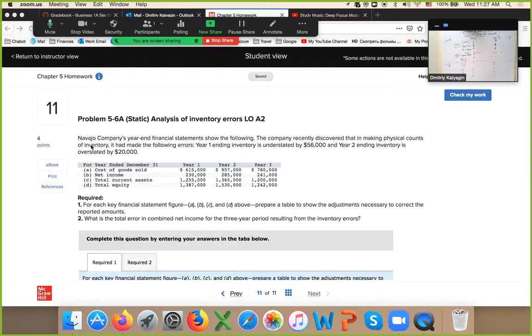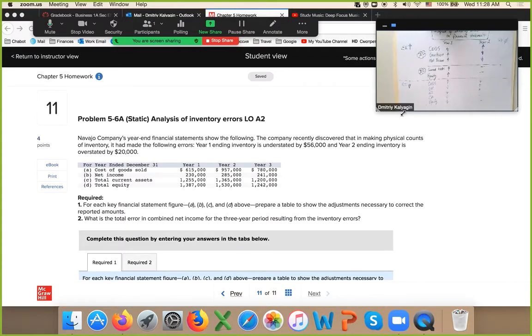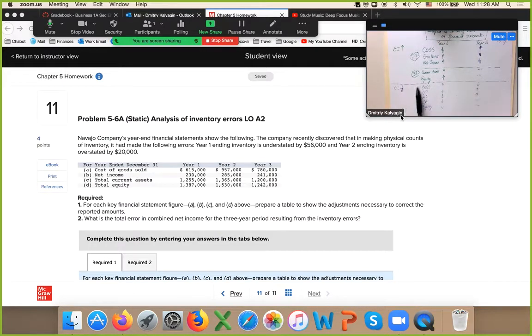So in this problem, we are Navajo company, and we have financial statements data below. The company discovered that in making physical counts of inventory, we made 2 mistakes. In year 1, ending inventory is understated, so we follow this pattern right here. Let me see if I can increase the screen a little bit. So that's what we're gonna follow. And year 2, ending inventory is overstated by 20,000, so we will follow this pattern when ending inventory is overstated.